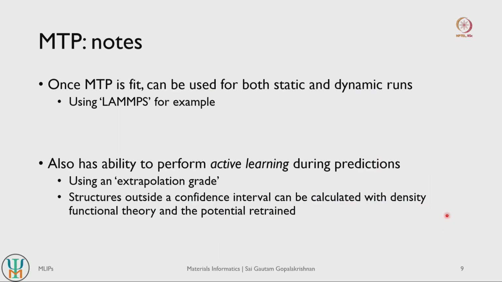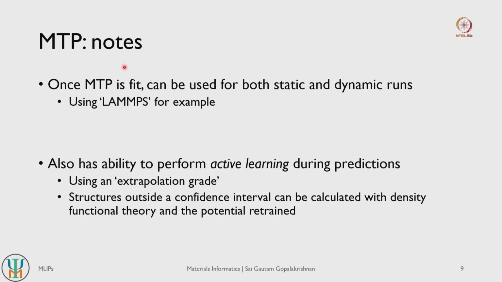Okay. So just a couple of notes. Once a moment tensor potential is fit to some reference data, it can be used for both static and dynamic runs. The package that is most often used for both static and dynamic calculations, molecular dynamics, is LAMMPS, and there are ready-made wrappers available that allow you to use moment tensor potentials with LAMMPS.